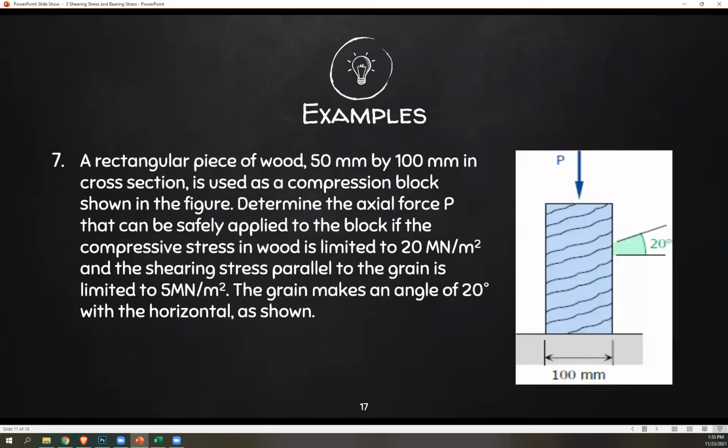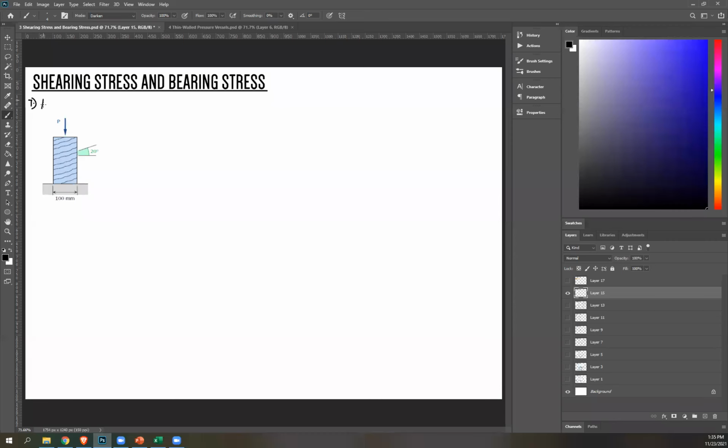So, to analyze, we're given compressive stress and shearing stress. From that, we have to figure out what is the maximum actual force P allowed to be applied on this block. Okay, so first let's write our given. We have area 50 by 100, so let's write that. A is 50 by 100. We can solve for that already. That's just 5,000 millimeters squared.